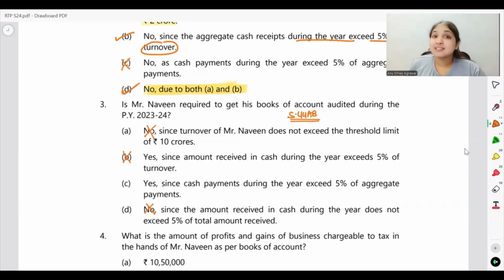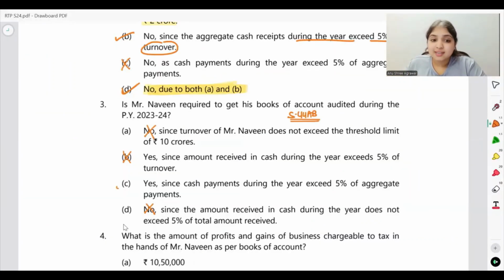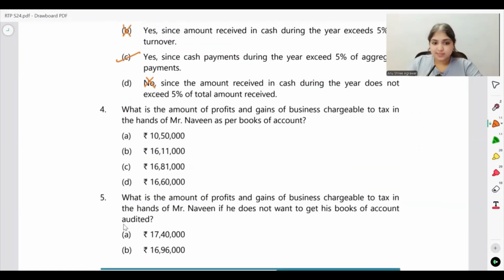Okay, and then lastly, yes, since cash payments during the year exceed 5% of aggregate payments. This is the reason. This is what we identified. No, that cash payment is more than 5%. This condition is not fulfilled. So yes, because cash payment is more than 5% of the total payments. All right, so this is your third question. Now come to the fourth question.